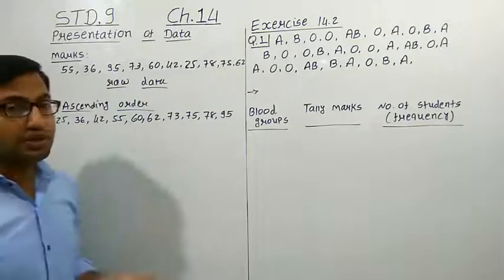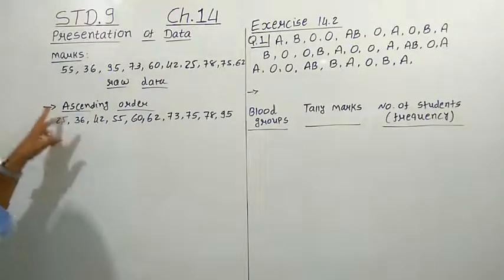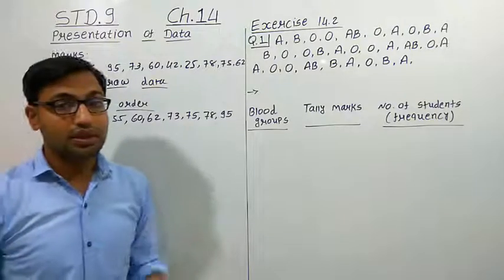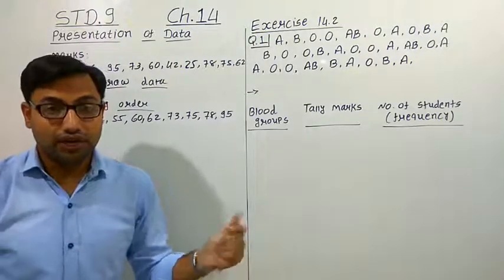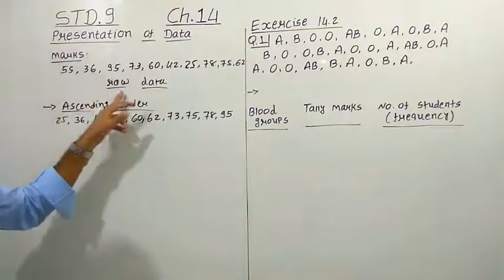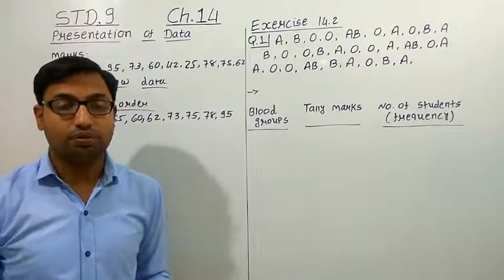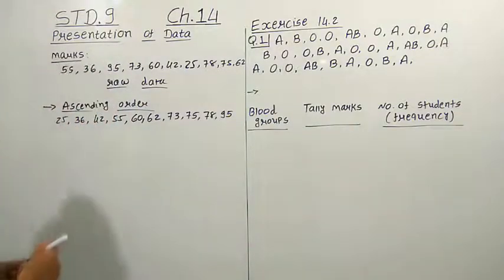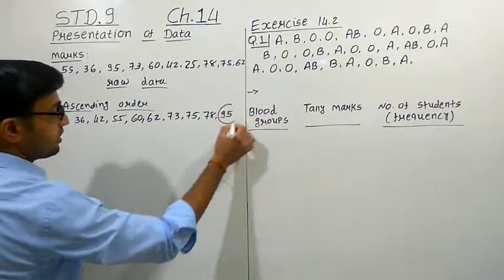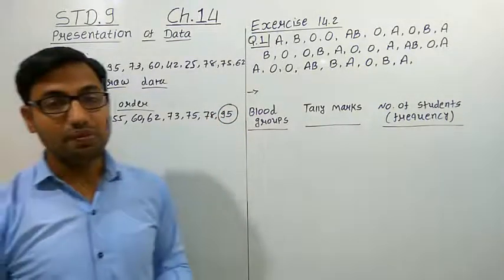This is called the representation of the data, right? Now it is easy to find out. See, the lowest mark is 25, the highest mark is 95. It is quick, it is not time consuming now. But whenever we have this kind of raw data, it is time consuming to find the information. So here we can say that the maximum mark is 95 and the minimum mark is 25, right?